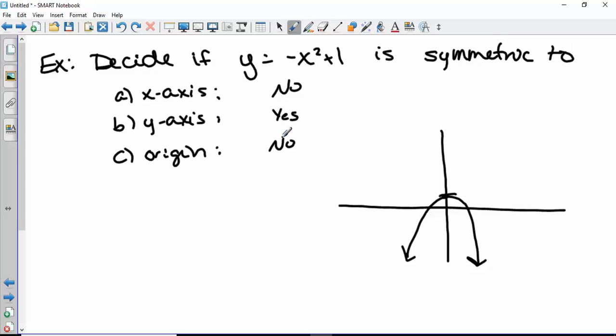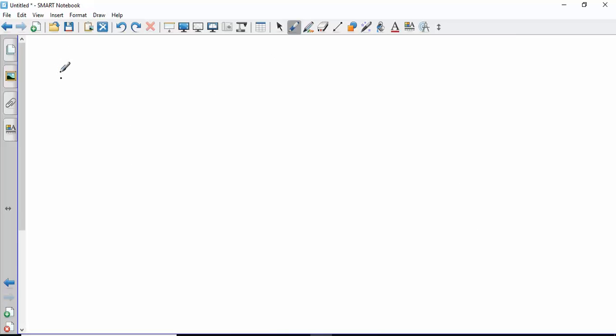Where is that function increasing? Negative infinity to 0, give me the x value. And then decreasing? 0 to 1. Good. Is it a function? Yep. Yeah, that's the vertical line test. Alright.